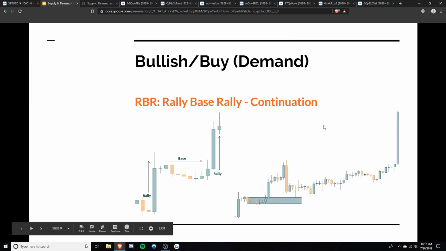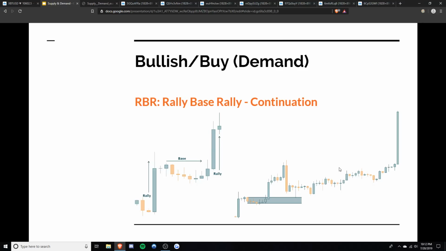And next we have a rally base rally, and this is a continuation pattern. So basically you have a rally, a base, a rally, just like it sounds. Here's that same area of price. You have a rally, a base, a rally. Once retested, price chops up and goes way higher. You might notice this price action right here from the Bitcoin daily chart. This is pretty much what started the bull market in April 2nd.